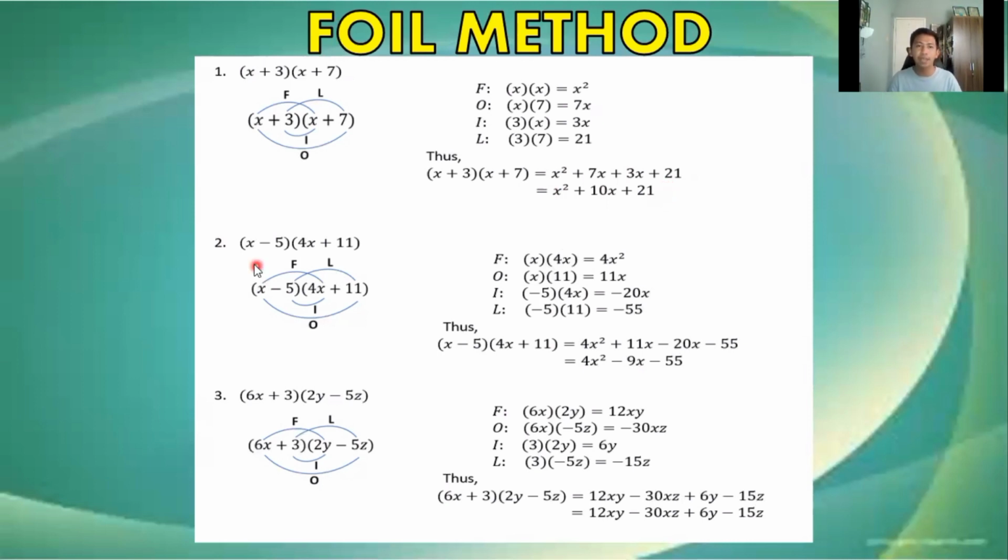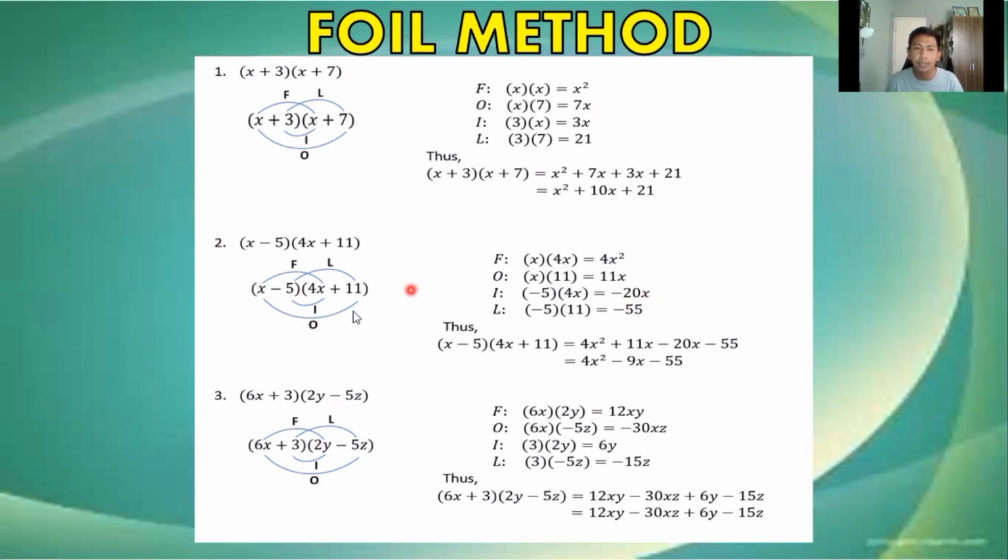Another one, we have x minus 5 times 4x plus 11. So first terms together, x times 4x, ayan po, you just need to follow the arrow. X times 4x, that will give us 4x squared. And then outer terms, x times 11, 11x. Inner terms, negative 5 times 4x, negative 20x. Don't forget to carry the sign of the numerical coefficients. Okay, that is negative 5 or the constants. Negative 5 yun, hindi 5, positive 5 ha. So negative 5 times 4x, it's equal to negative 20x.